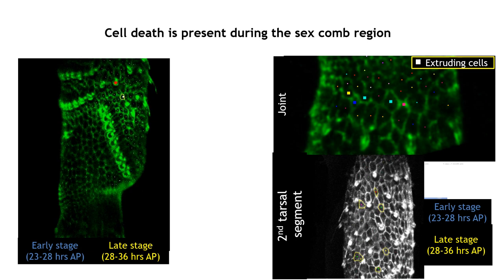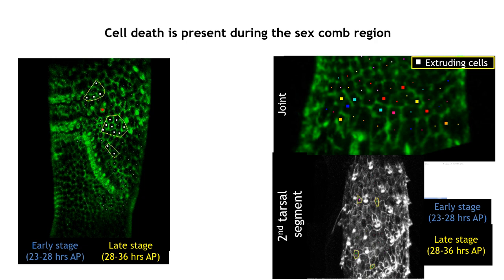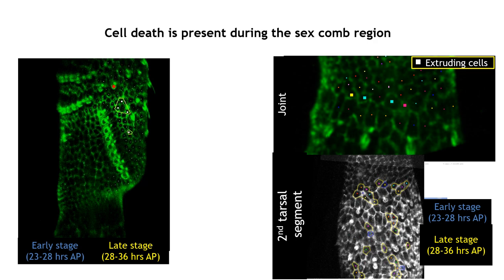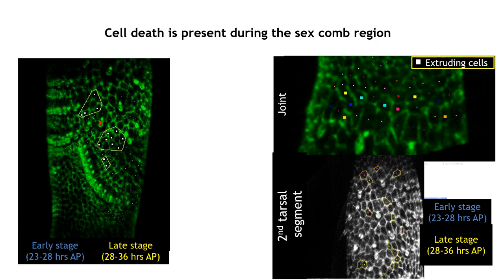That during development, at the pupal stage, you start killing a lot of cells to make the legs and to refine the structure. And it seems to be an important part of morphogenesis and a great system to study how cell death is impacted by mechanical forces.